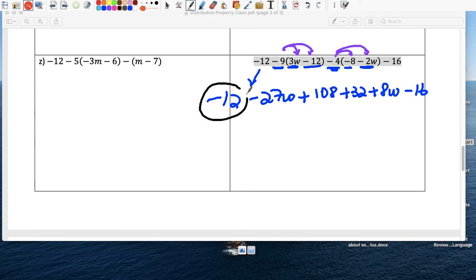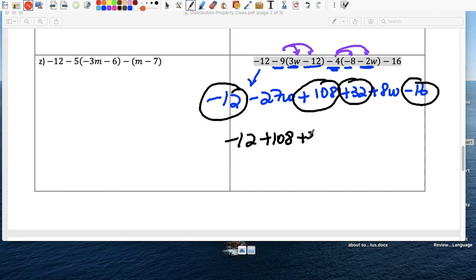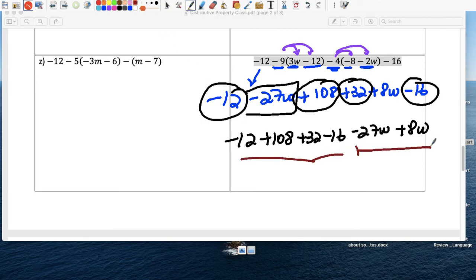Combine like terms. This guy, this guy, and this guy, and this guy. Negative 12 plus 108 plus 32 minus 16. And then these two together, the minus 27w plus 8w. Let's combine these. So this is 108 plus 32, 140, minus 28. It's going to give me 112. And then negative 27w plus 8w is going to be negative 19w.